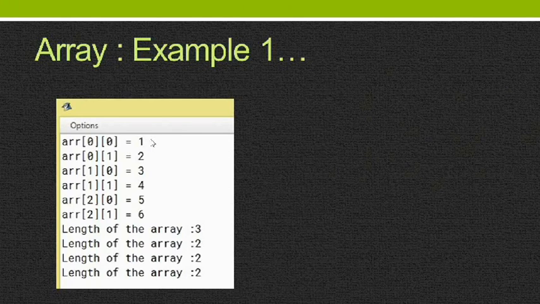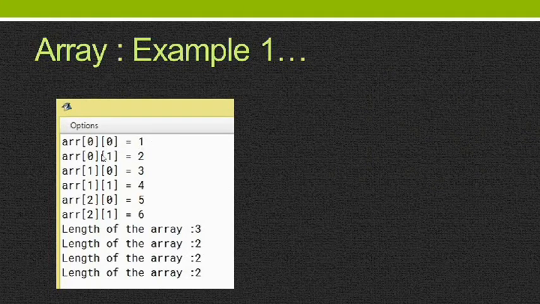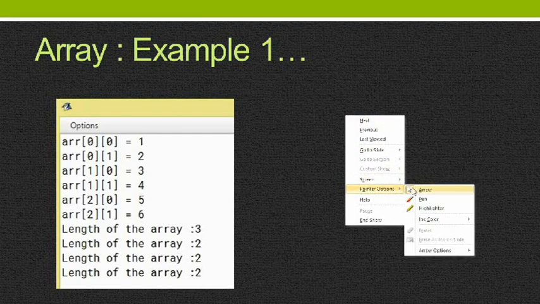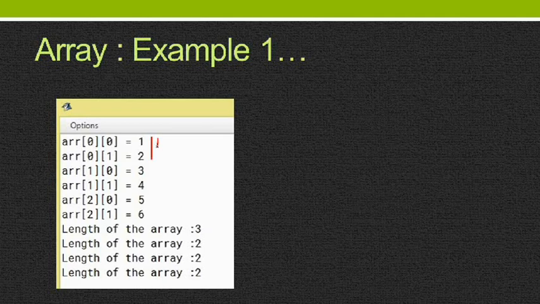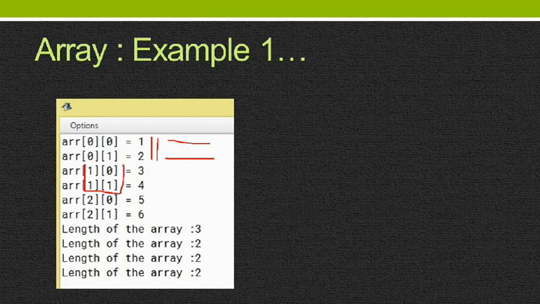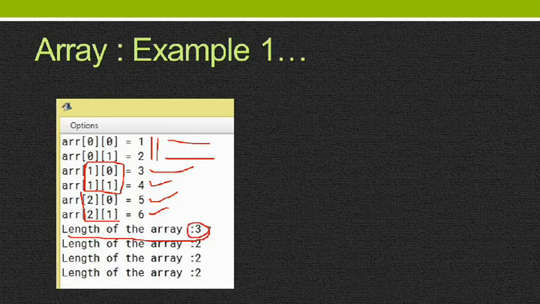Now as usual, the first row is here, first element is here, second element is here. This is first row first element, first row second element. Now this is second row first element, second row second element, and now this is third row first element, third row second element. Now as usual we have discussed the length of the array, that is there are 3 rows, 1, 2, 3.